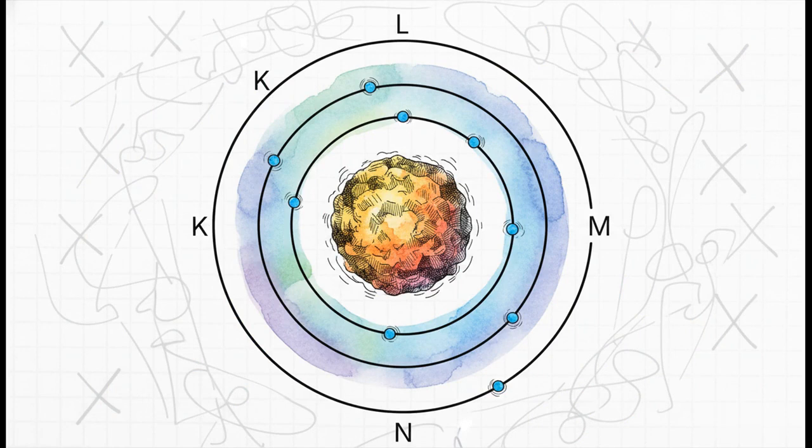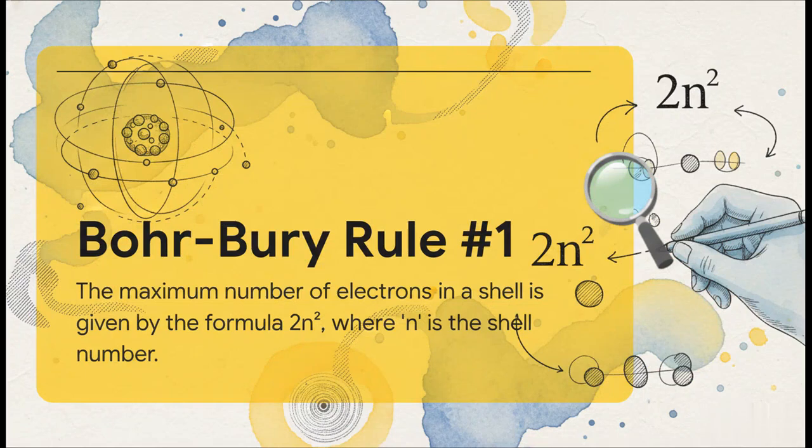These electrons aren't just floating around the nucleus randomly. Not at all. They have their own specific energy levels or paths, kind of like how planets orbit the sun. We call these paths electron shells, and we give them names: K, L, M, N, and so on. To fill these shells correctly, there's a really important rule we need to follow called the Bohr-Bury rule.